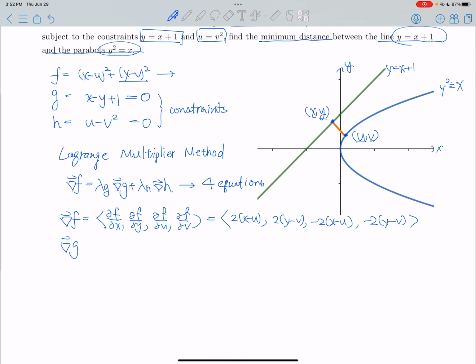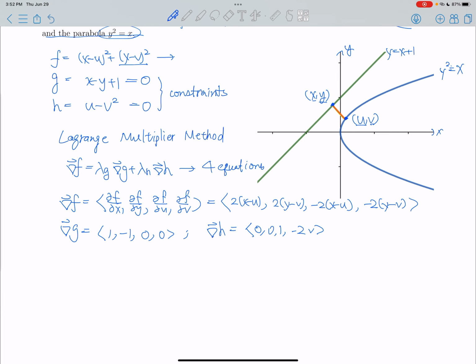And similarly, we can calculate gradient g. Taking the x derivative, it is 1. Taking y, it is negative 1. And for u and v, since g is not a function of u and v, the last 2 components are 0. And also for gradient h, it is 0, 0, and for u it is 1. And for v, it is negative 2v by the power rule.